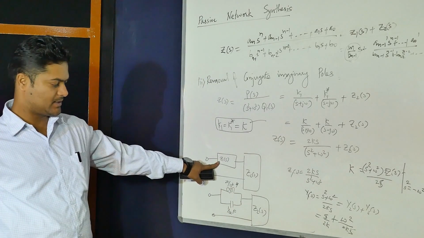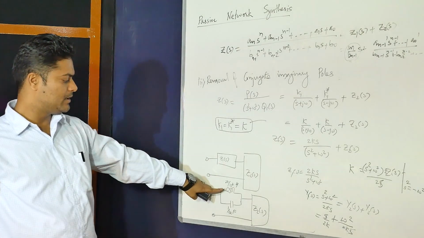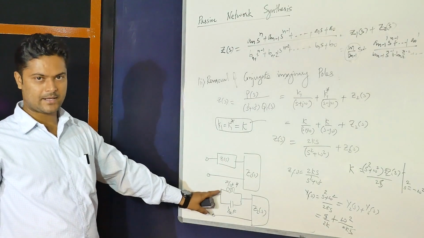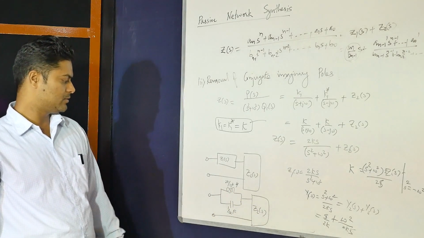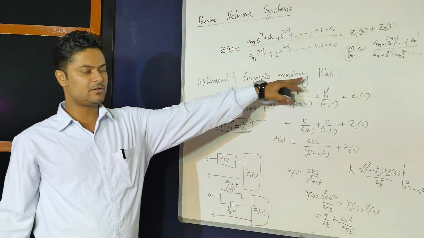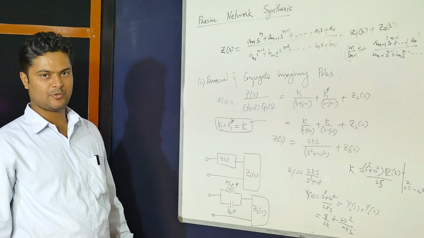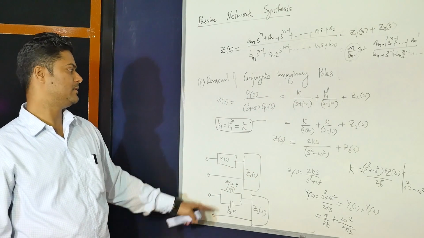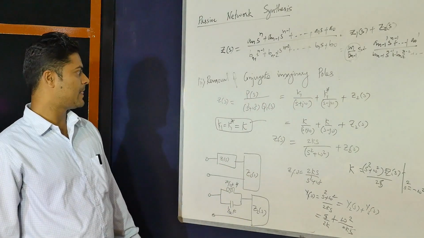So Z1(s) is removed from Z(s). Nothing but inductor and capacitor are in parallel and they are together in series with respect to the overall circuit. So removal of conjugate imaginary poles is nothing but removal of L and C, which are in parallel, right? And they are kept in series with the rest of the circuit.